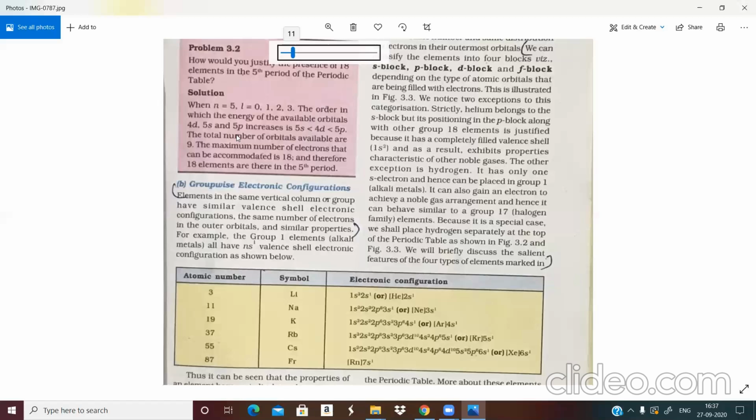It has only one s electron and hence can be placed in group 1 along with the alkali metals. It can also gain an electron to achieve a noble gas arrangement, and hence it can behave similar to group 17, that is, like halogens. Because it is a special case, we shall place hydrogen separately at the top of the periodic table. Now let us see the properties of the elements of S block.